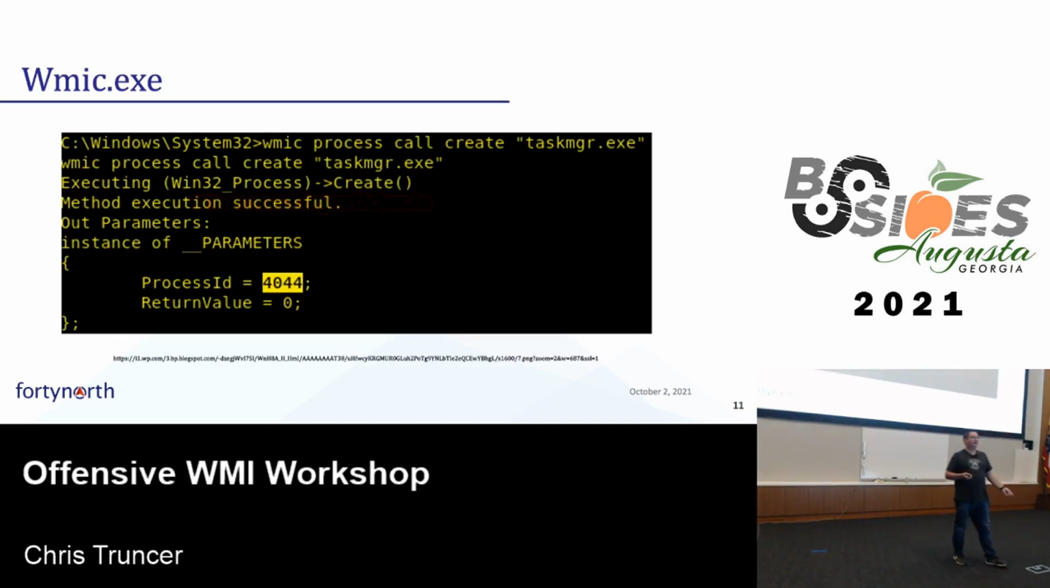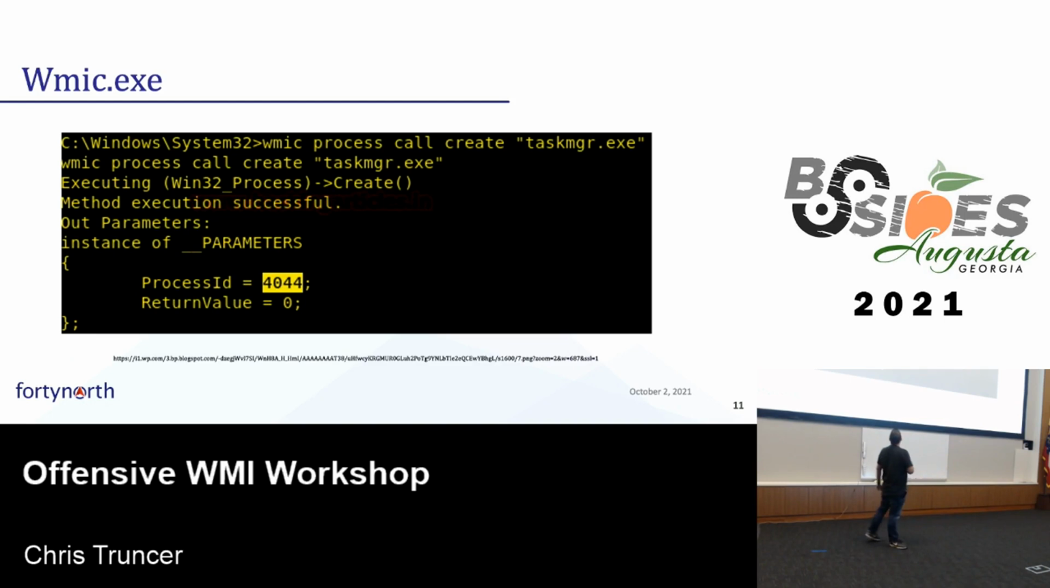So it might just look something like this, right? In this case, we're calling WMIC process call create. So basically, it's just trying to create a process right now. In this case, we're getting two different values as output. And the first one is, hey, we're creating task manager and it's starting it, and we're getting this value of 4044, which is the process ID of task manager that got started.